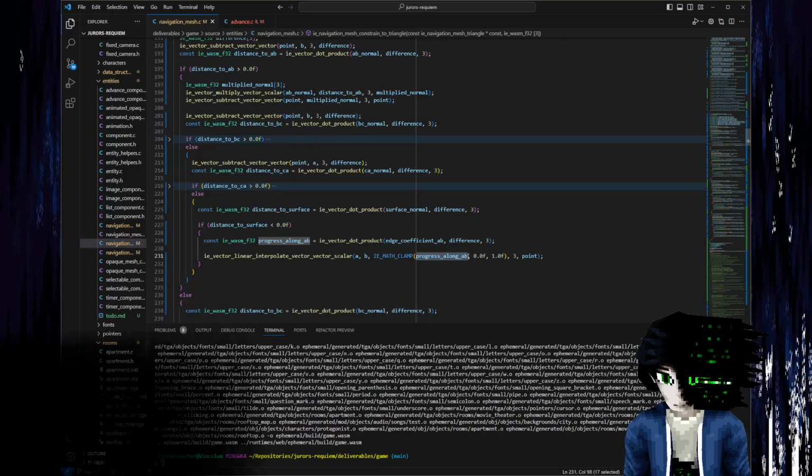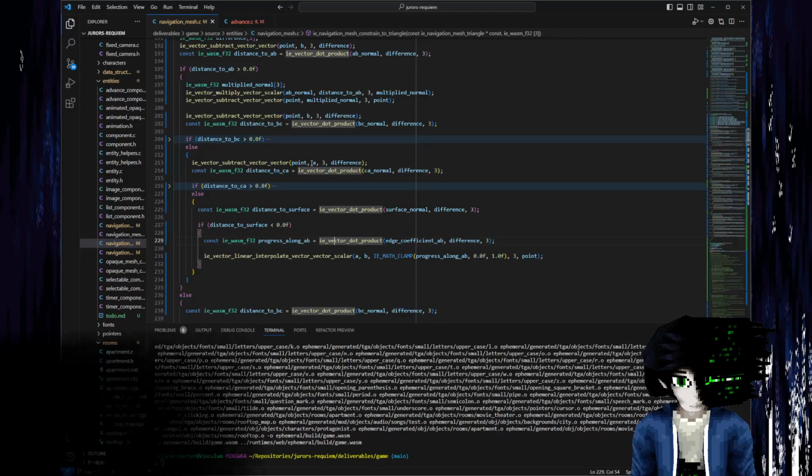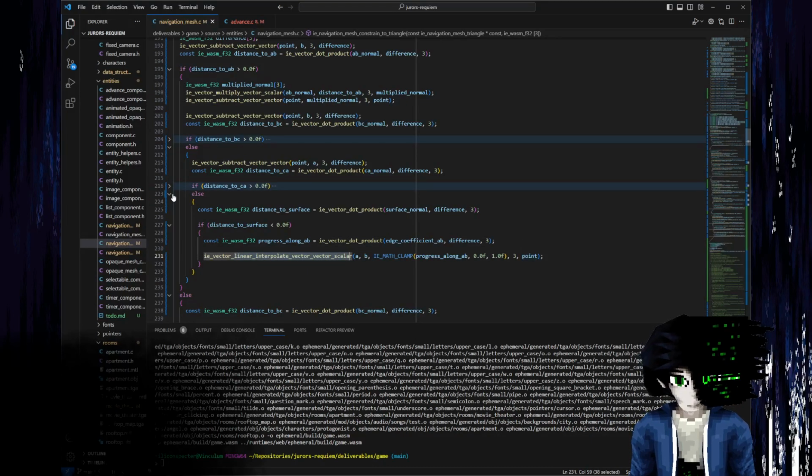Just thinking a bit about whether I've made a wrong assumption or not here. So yeah, the progress along AB is we have the distance between. Oh, hang on. We've got the difference between the point and A. So what we actually have here is the progress along AB because it's using the same coefficient. Okay, and then we're linearly interpolating from one to the other. Okay, that should be working. So that looks fine to me.